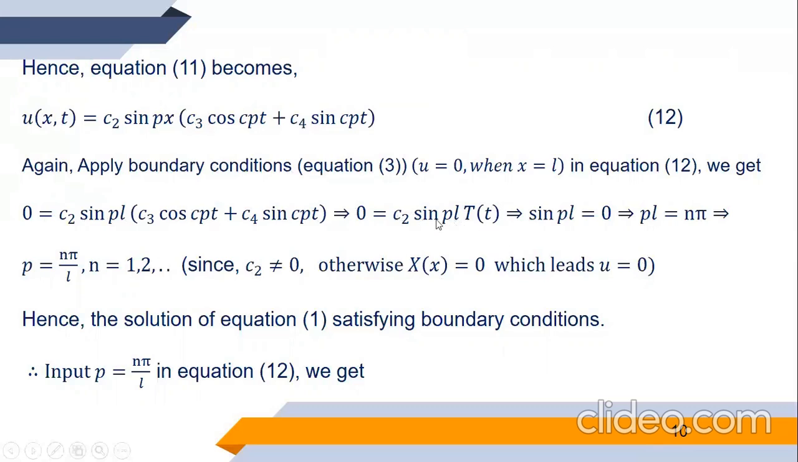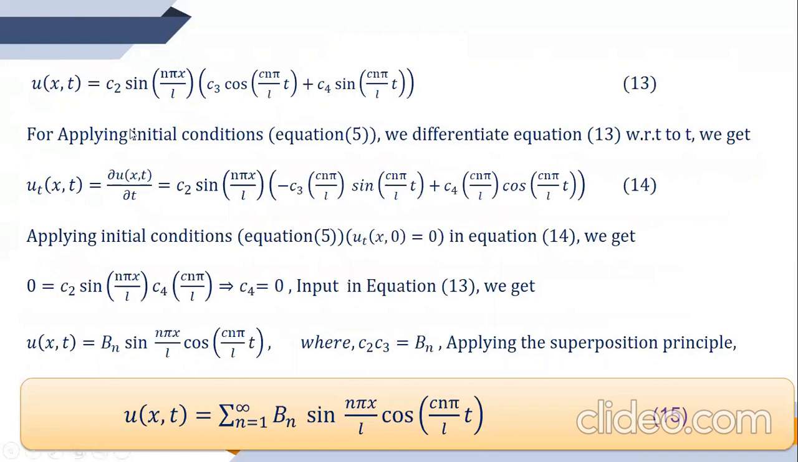So we consider sin pL is 0. Sin pL is 0, so pL is n pi, and that implies p is equal to n pi by L. And hence we can say the solution of equation 1 satisfies the boundary condition. And we get u(x,t) is equal to c2 sin n pi x by L. We replace p with n pi by L, so we get equation number 13.